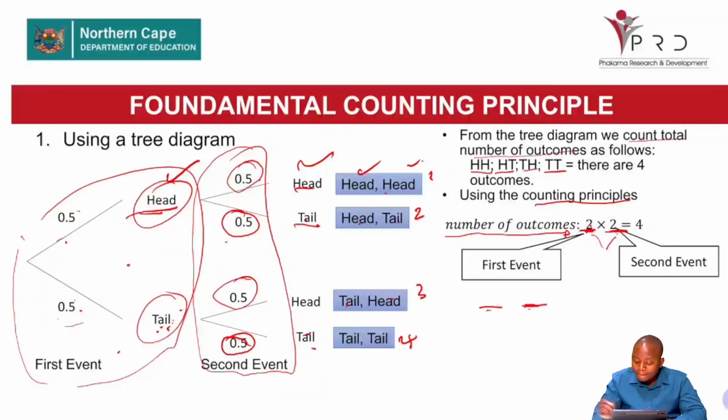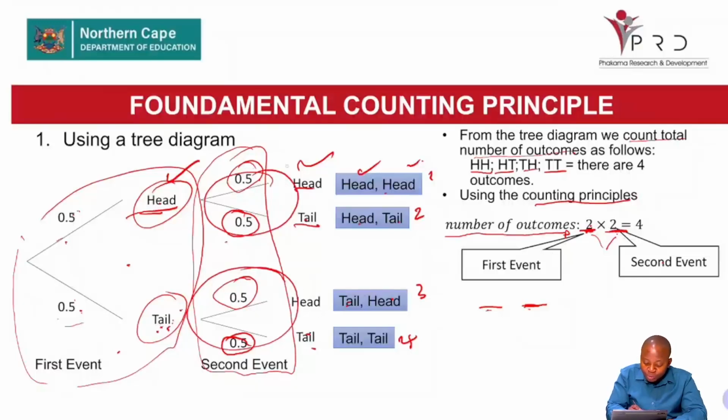Then what do we do now? We're saying for the first event, we have 2 outcomes: a head or a tail. So it is 2 times. For the second one, we have 2 again, so it's 2 outcomes for the first and 2 outcomes for the second.